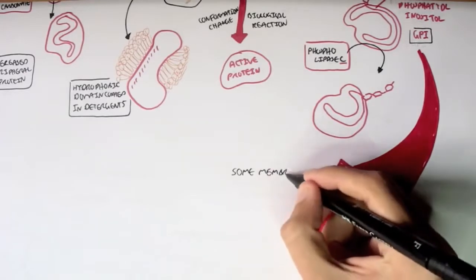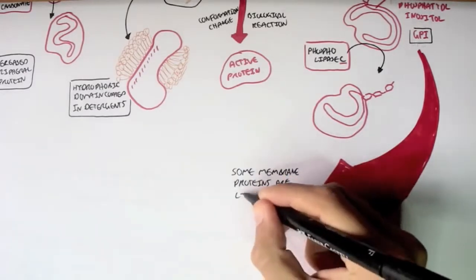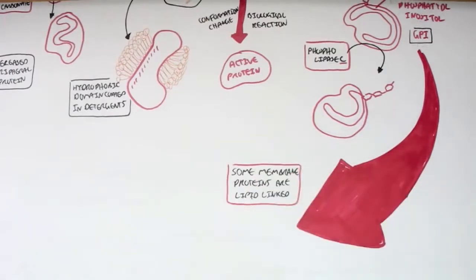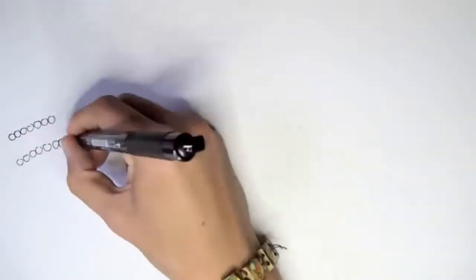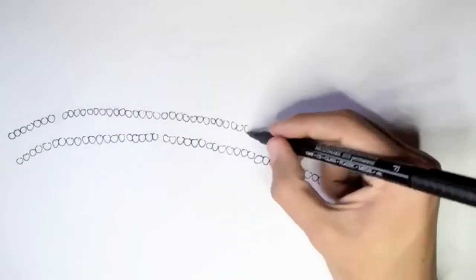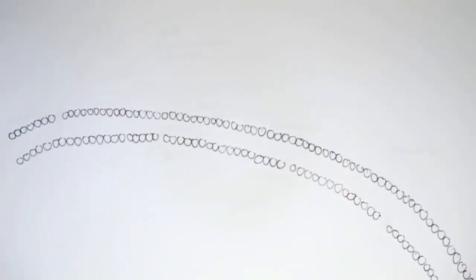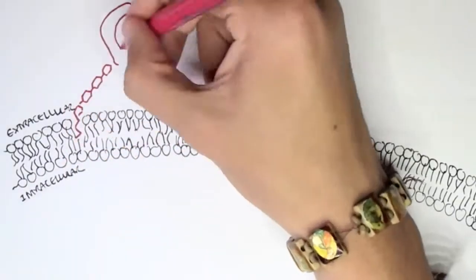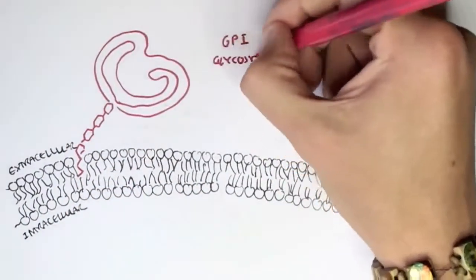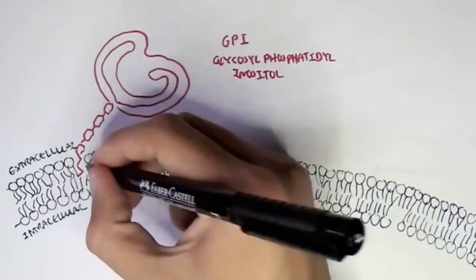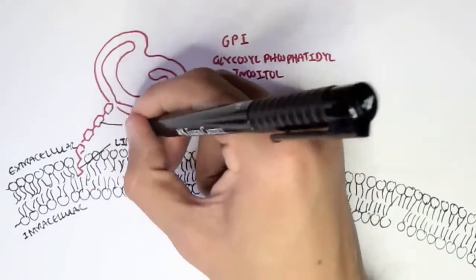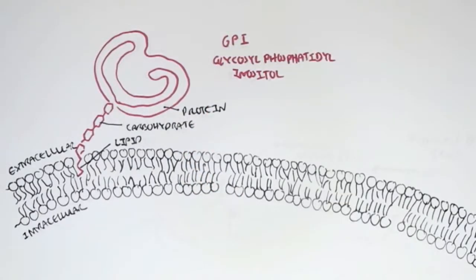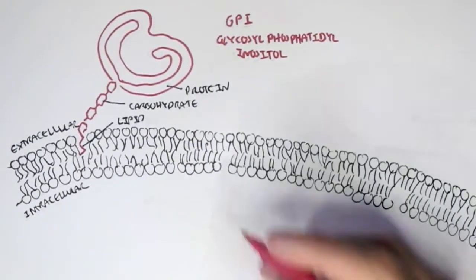Now let's have a closer look at the GPI membrane protein and also other lipid-linked proteins. So here again we have the cell membrane and the extracellular fluid and the intracellular fluid, and we're looking at the lipid-linked proteins. And we just talked about GPI, which stands for glycosyl phosphatidylinositol. It consists of a lipid component, carbohydrate component, and a protein component. We will look into this GPI protein later on.